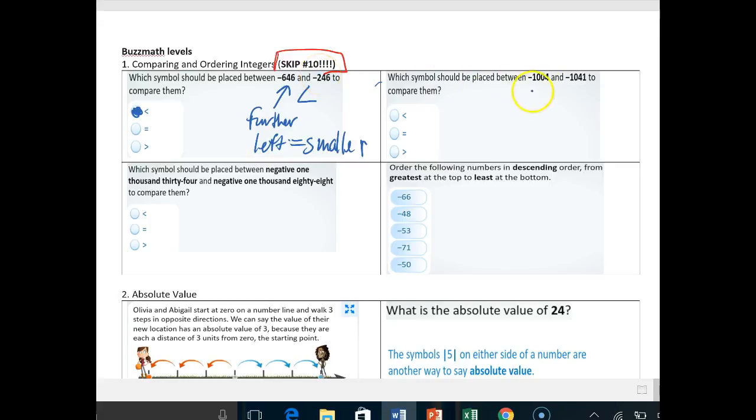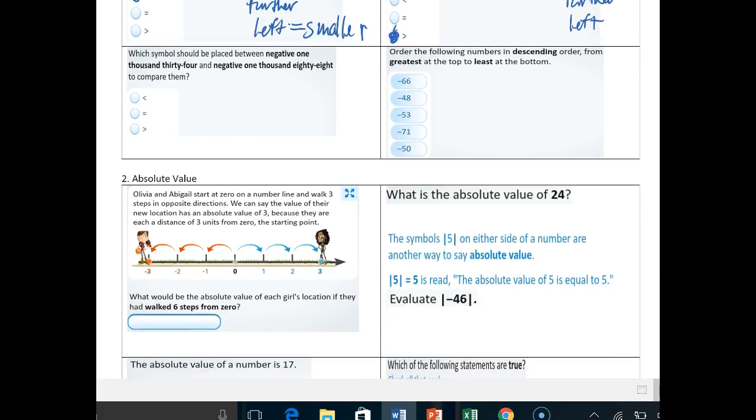Which symbol should be placed between -1004 and -1041? Which one's further left? 1004 or 1041? This guy, further left. So therefore, he is smaller. So we should say -1004 is greater than, or point to the smaller one, -1041. So greater than.